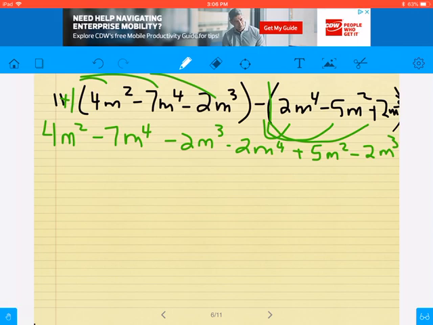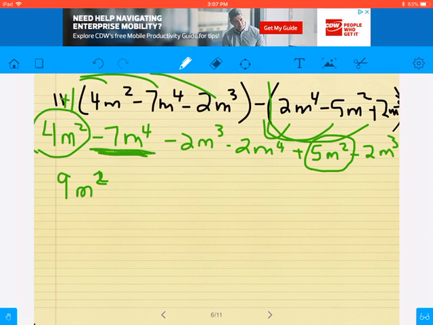All right, to finish simplifying this, we need to combine all of our like terms. So I just like to start the way we read, from left to right. So this 4m squared, I'm looking for another term with m squared, and that's going to be this 5m squared. They're both positive, so we're just going to add them together to get 9m squared. And I'm just going to go to the next one.